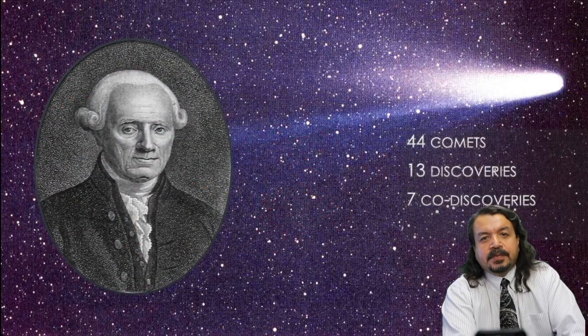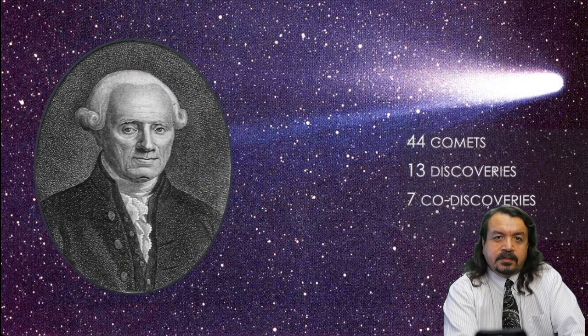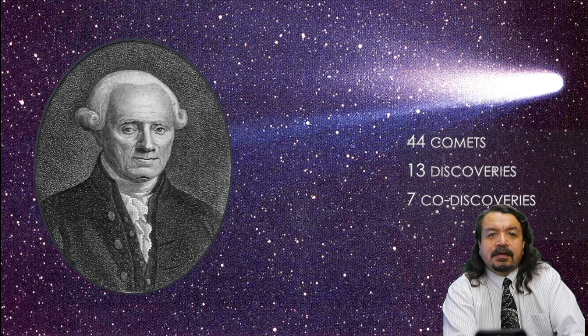Charles Messier was a great astronomer. Throughout his life, he observed 44 comets, 13 of them discovered by himself, and 7 more in collaboration with other colleagues. Even more, Messier observed the return of Halley's Comet in 1759.